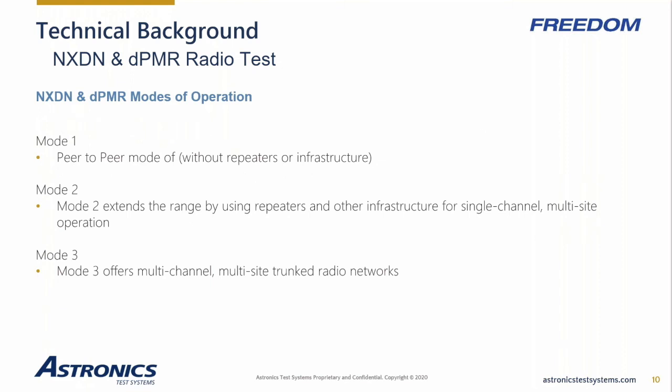The NXDN standard defines 3 modes of operation. Mode 1 allows local communications between users without repeaters or infrastructure. Mode 2 extends the range to a single site or to multiple interconnected sites using a single channel through the use of repeaters and other infrastructure, such as IP interconnects.